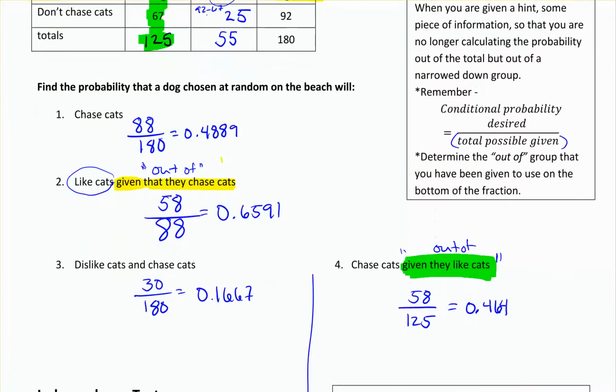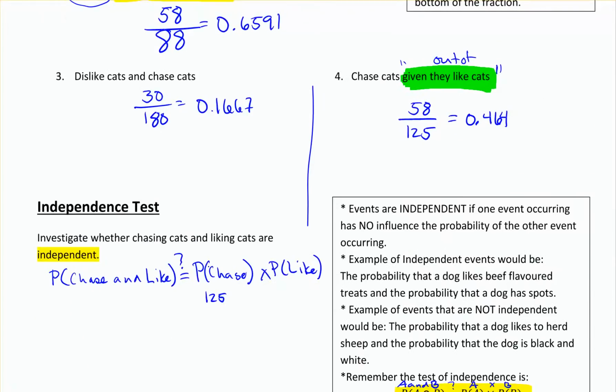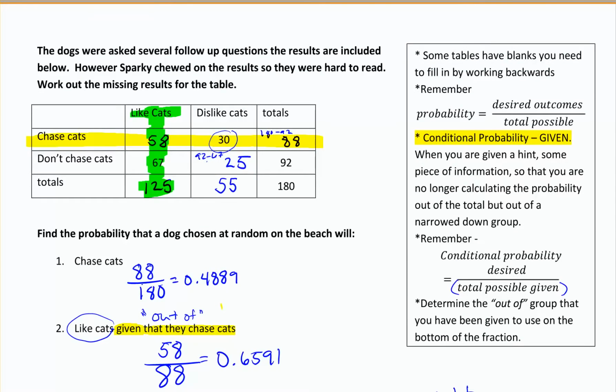Chase cats is 88, sorry. So the chase cats is 88 out of 180 times the probability that they like cats. There were 125 of them that liked cats out of the 180. And now let's look for the probability that they chase and like cats. So the ones that chase and like cats, it's only that group there.